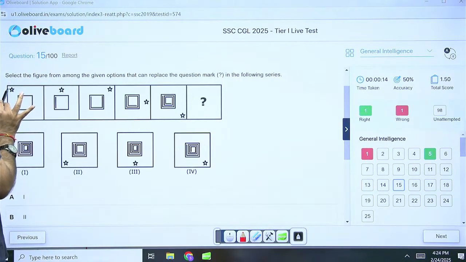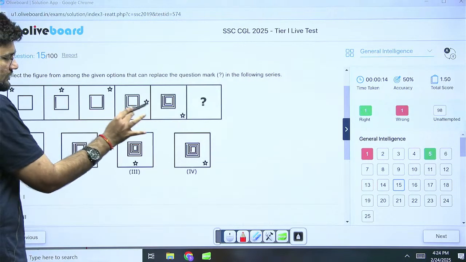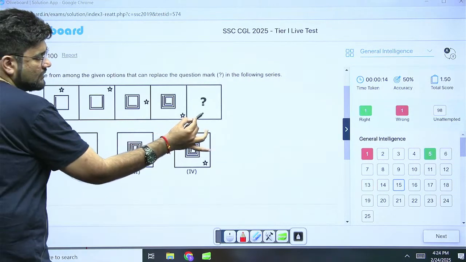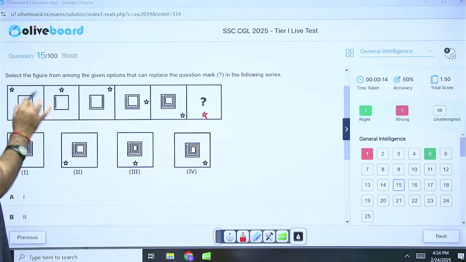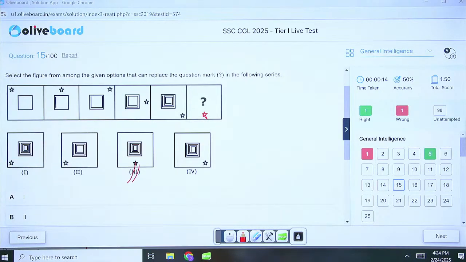Very easy. See, look at the star element. The star was here, then it came in the middle, then in the corner, then in the middle, then in the corner, then it has to come in the middle only. So it will come here. And what is happening? It is just moving a step clockwise. One step clockwise. So it is only coming in this figure in the middle, nowhere else.